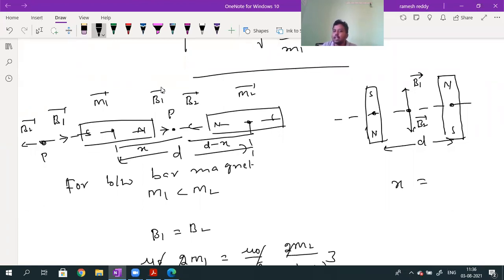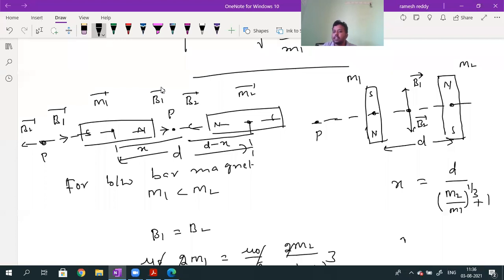What is the distance of the null point? For the first bar magnet, the magnetic moment is M1 bar, and for the second bar magnet, it is M2 bar, with M1 greater than M2. The formula will be given by capital M2 by capital M1 whole to the power of 1 by 3. This is the difference you have to remember. When we consider the poles, I will get a square root. When we consider the total bar magnet, we will get a cube root. So plus 1. Similarly, here I will get one more null point, and the null point will be there outside also.